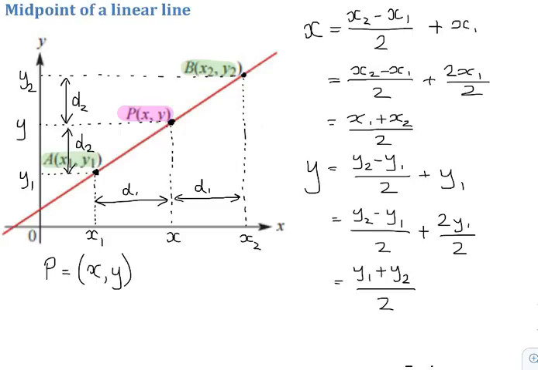If we substitute that in to P for x and y, we'll get that coordinate point in terms of x1, x2, y1, and y2, which will allow you to calculate the midpoint of a linear line given two coordinate points, x1, y1, and x2, y2.